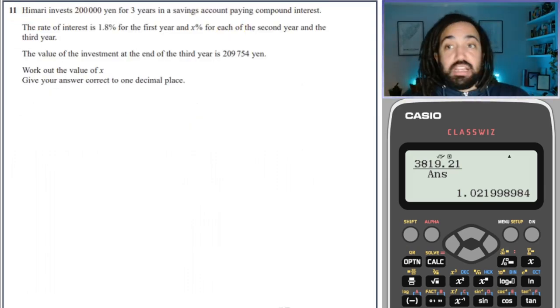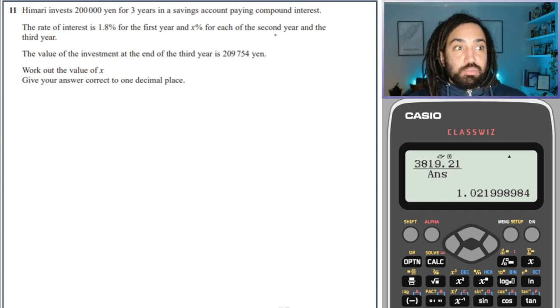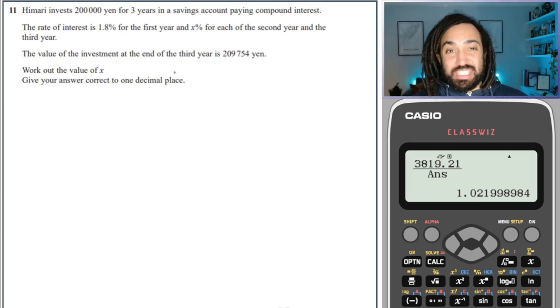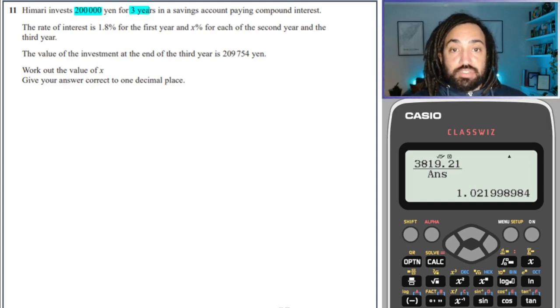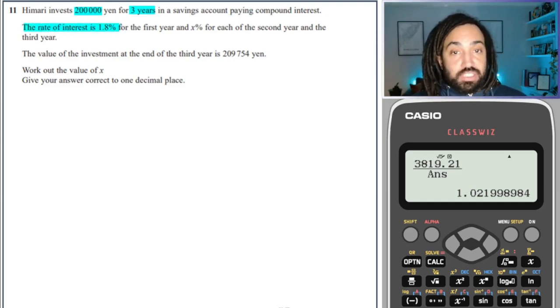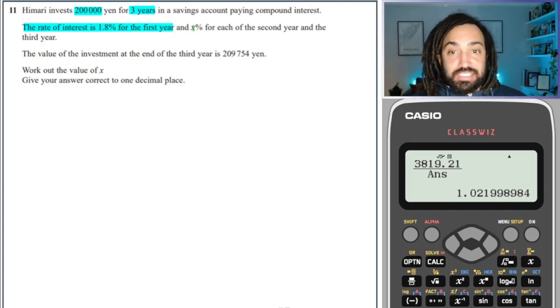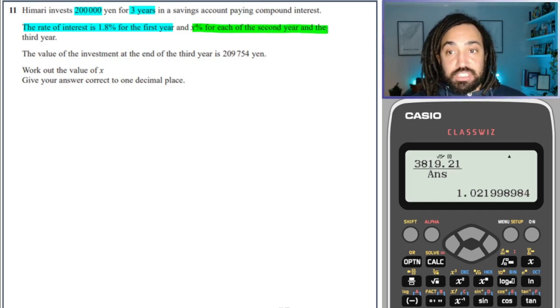Okay, final question. So it seems to me, having done this video, you either get an easy compound interest question, or it's one of these ones where you've got to work out the interest rate, which is actually quite hard. So here's another example of these harder type questions. You start with 200,000, and that's for 3 years, paying compound interest. The rate of compound interest in the first year is 1.8%, and then in the second year and the third year, it's X%.